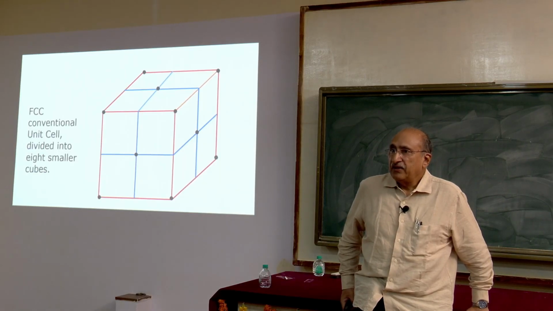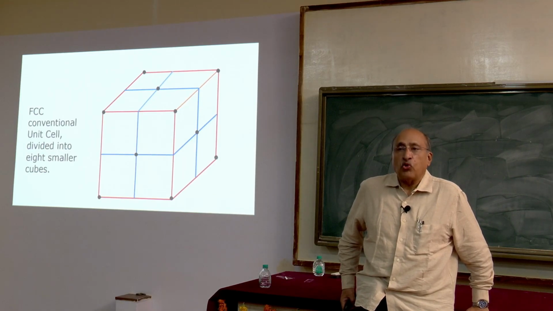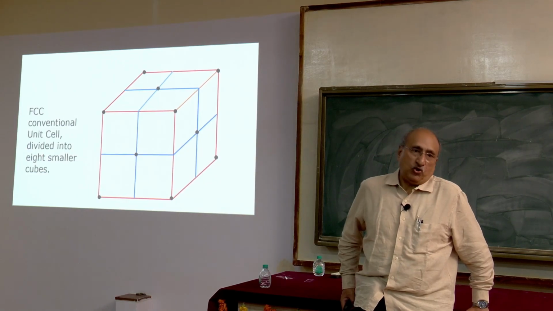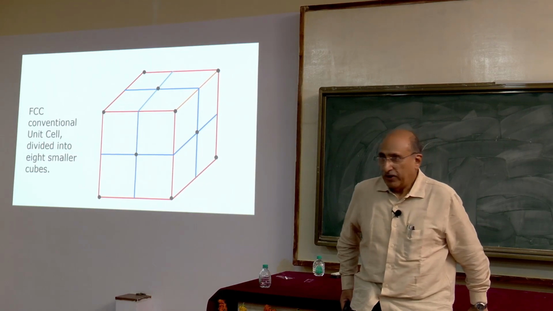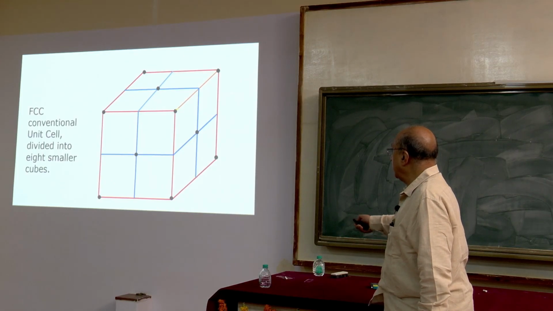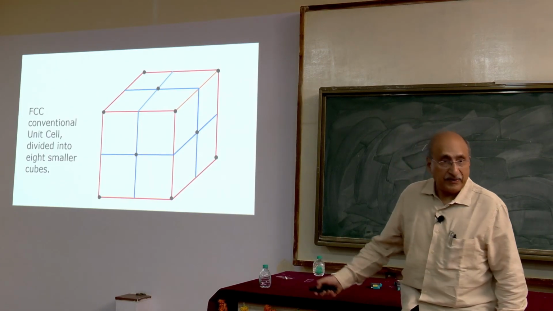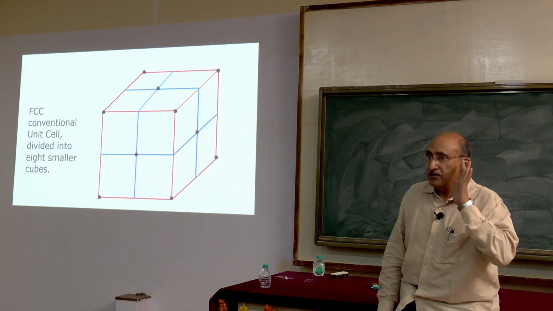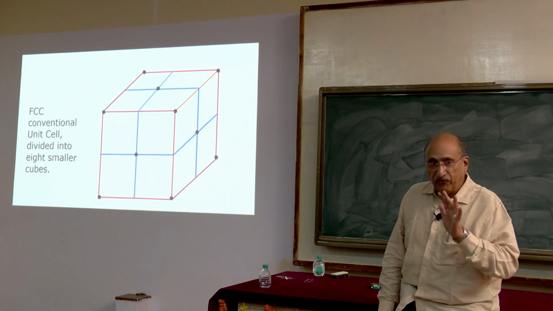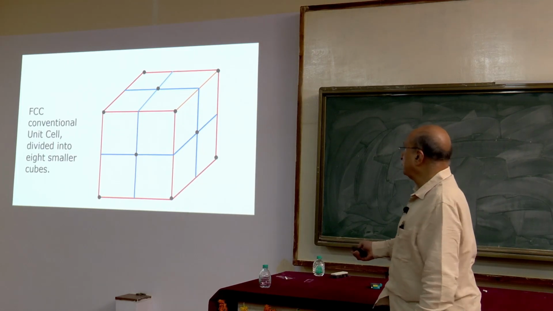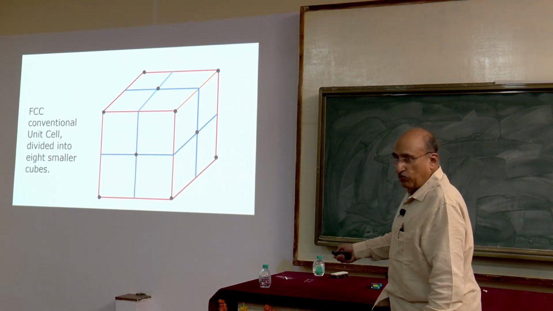What I have done is divide this cube into 8 cubes, each of length A by 2. You will get 1, 2, 3, 4. These you can see here, 1, 2, 3, 4, and 4 behind it. Alright. You will have 8 smaller cubes of edge A by 2. Divide it into 8 smaller cubes.